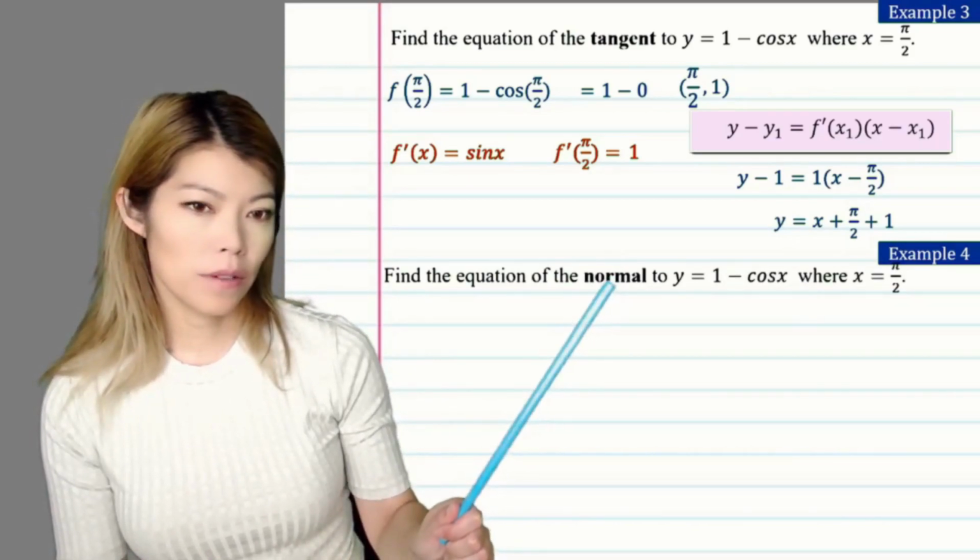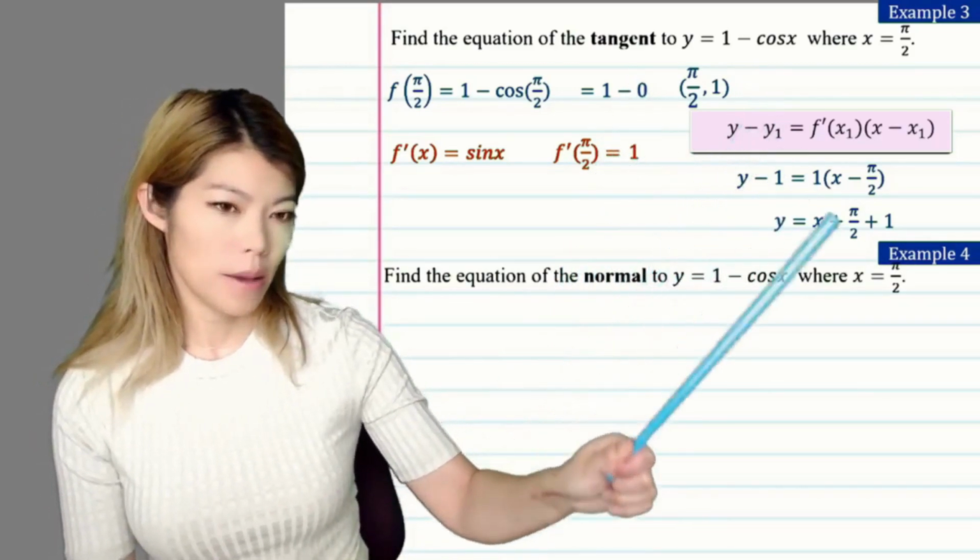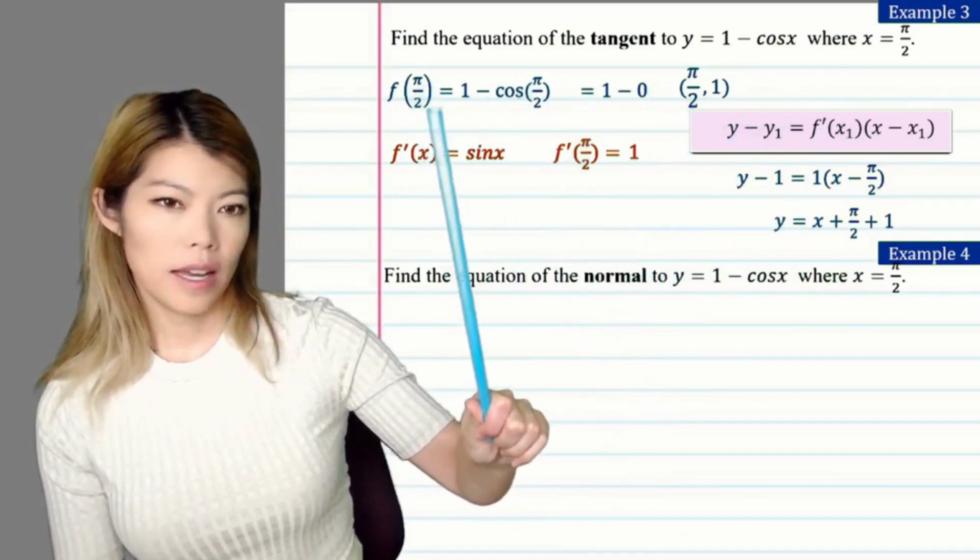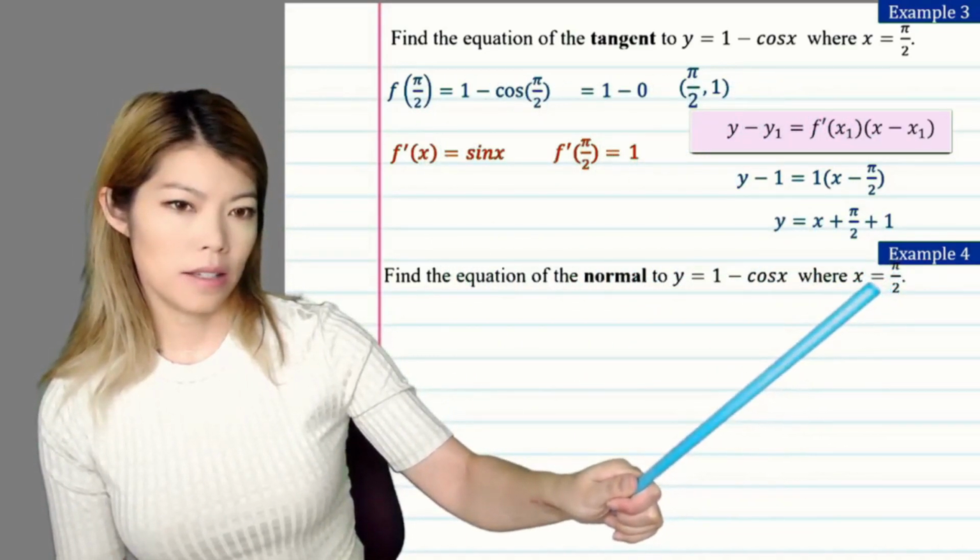Example 4, this time we're looking for the normal of the exact same question. So I'm going to cheat, and I know the coordinate at x equals pi on 2 is going to be the same.